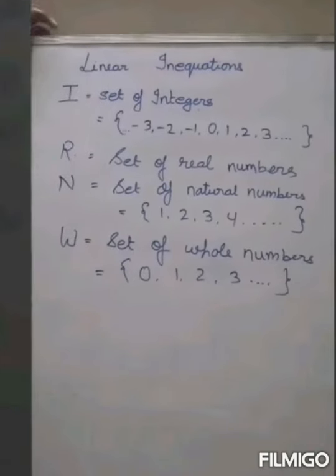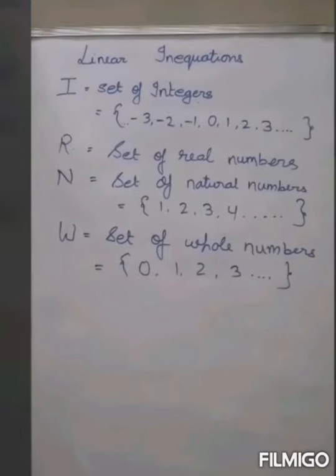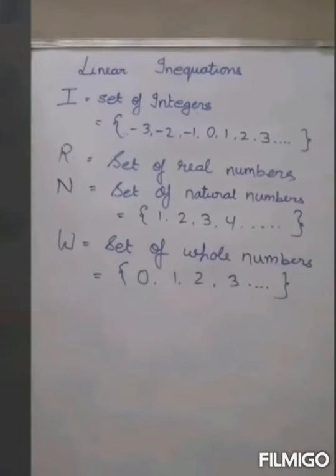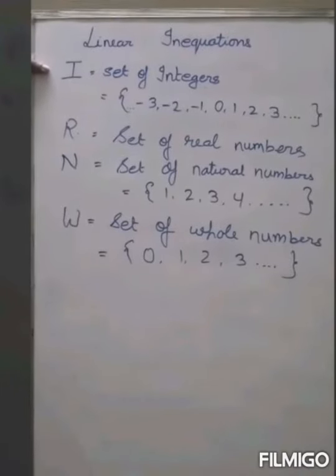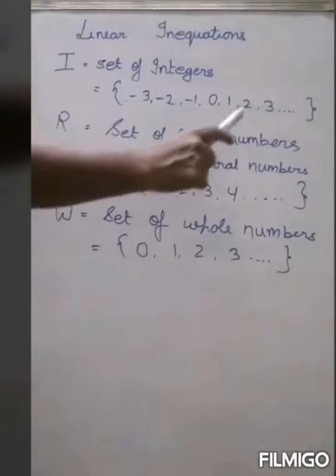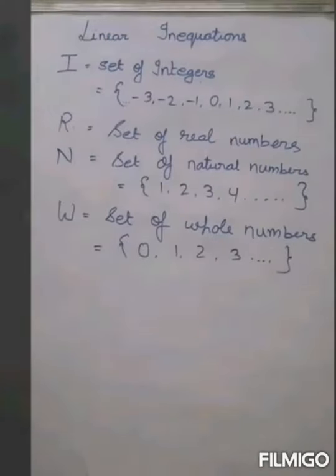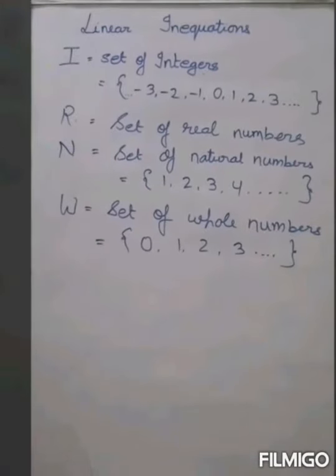Today we are going to start a new topic, linear inequation. Before starting with this topic, we should know some basic things. So let us know some basic things. First, I is the set of integers. It includes negative integers, positive integers and 0. It will never include any decimal number or fraction values.